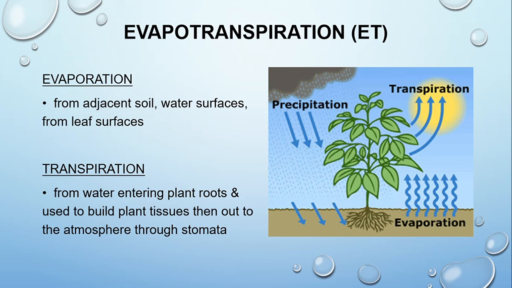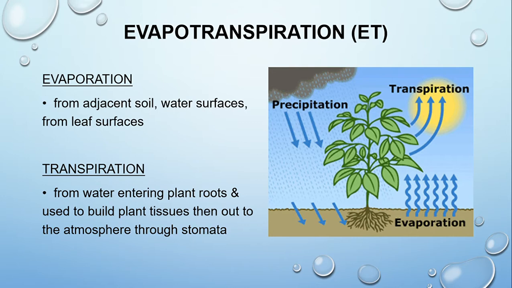Okay, so we have here the evapotranspiration. Evapotranspiration is the sum of evaporation and transpiration. And evaporation is the process wherein the water is lost from the adjacent soil or water surfaces or from leaf surfaces.